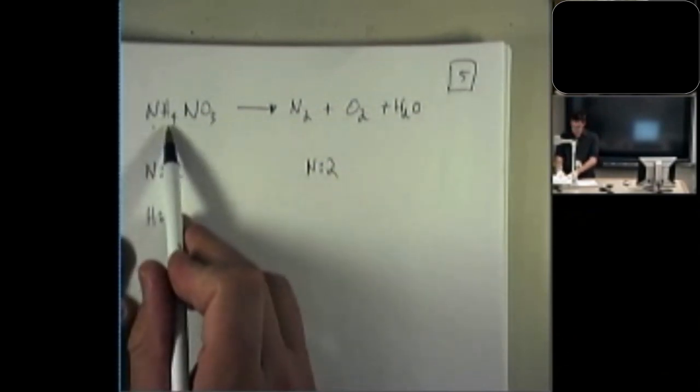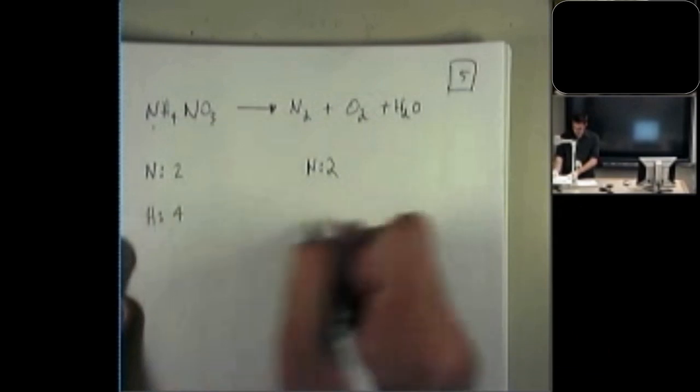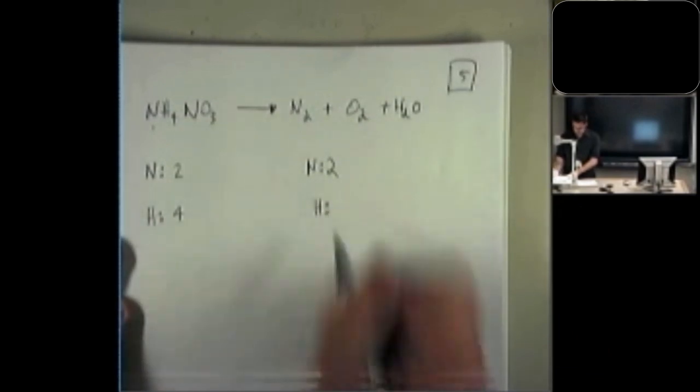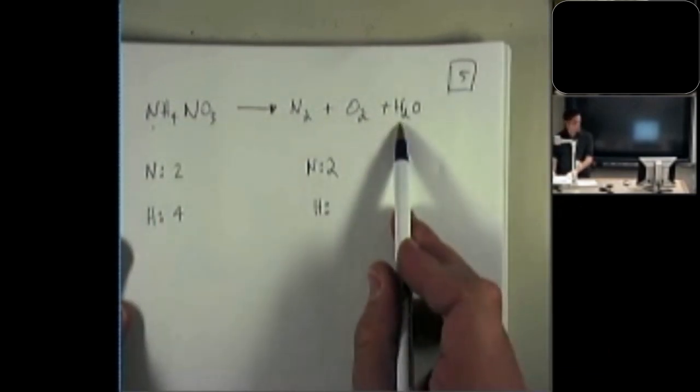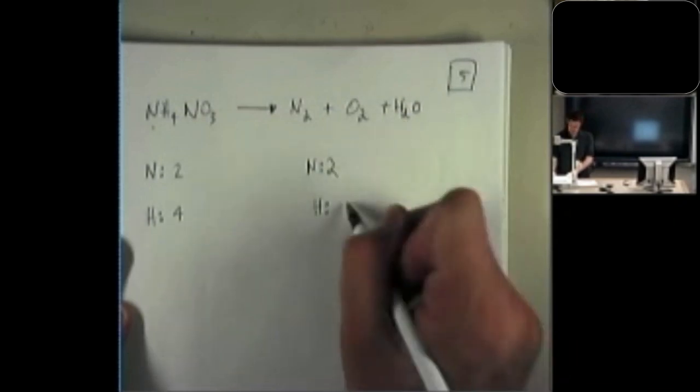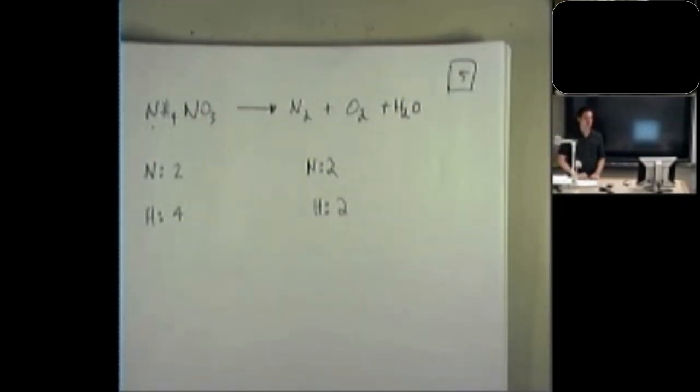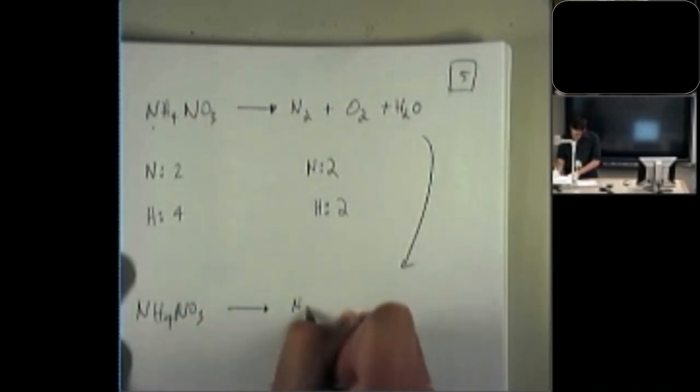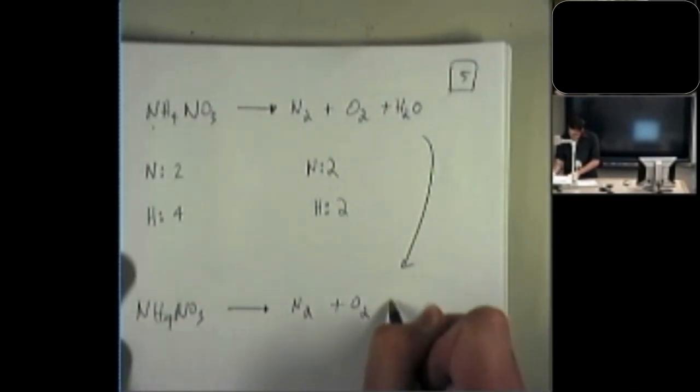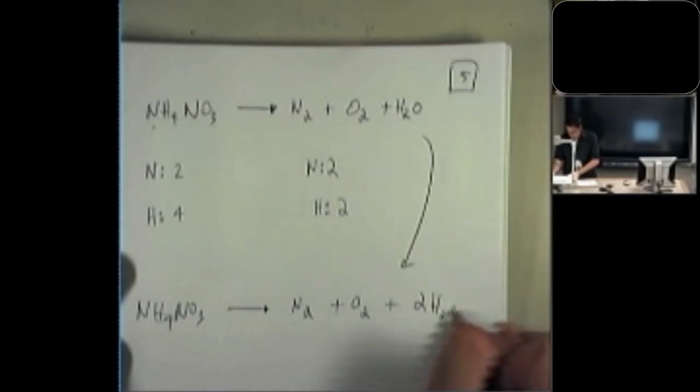Alright, let's count hydrogens now. I have 4 hydrogens total on the left side of the equation. On the right side of the equation, there are 2 hydrogens. Not balanced. NH4NO3 yields N2 plus O2 plus 2 H2O.